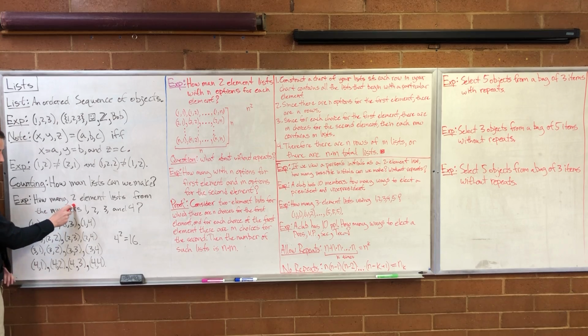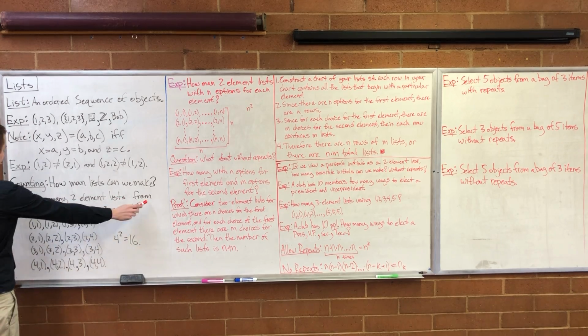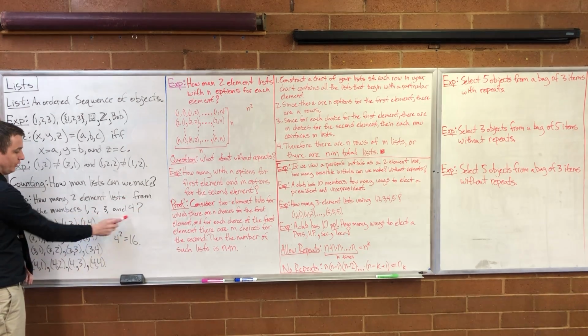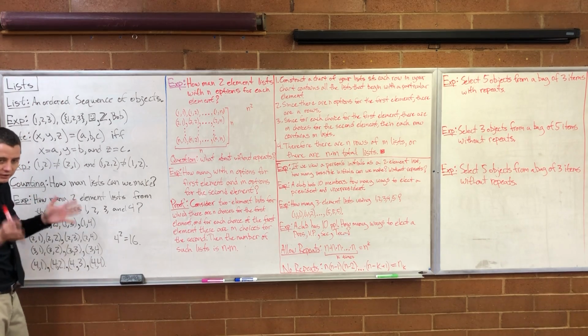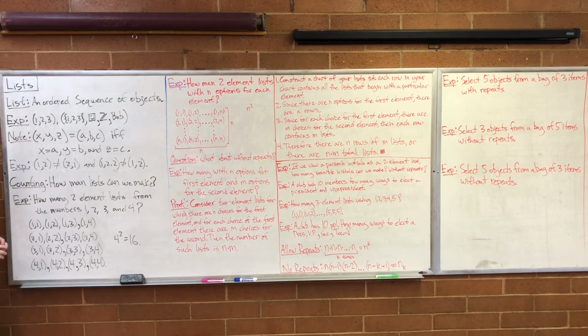How many 2-element lists can we make from the numbers 1, 2, 3, and 4? How many lists can we make where the only elements in the list are 1, 2, 3, and 4? We can only use 2 elements. 16. Here they all are. You can have the list 1, 1, 1, 2, 1, 3, 1, 4, 2, 1, 2, 2, 2, 3, 2, 4, 3, 1, 3, 2, and so on. And you see, there they all are.